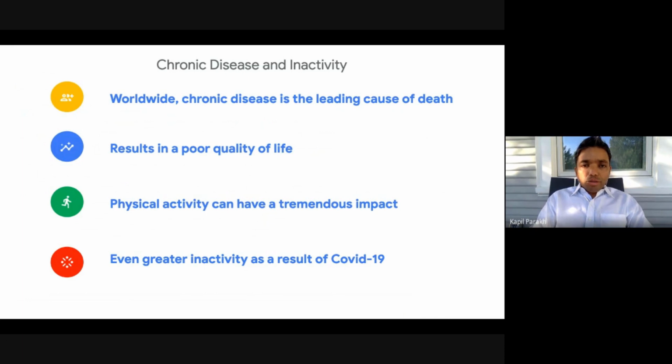Now, we all know that physical activity can have a tremendous impact on reducing the burden of chronic disease. And even when you have chronic disease, it can reduce the impact of that disease on your life. And unfortunately, even before COVID, the world was getting less and less active. And now with COVID-19, there is an even greater physical inactivity in the population. So there's really an opportunity to help people as they think about getting more active.